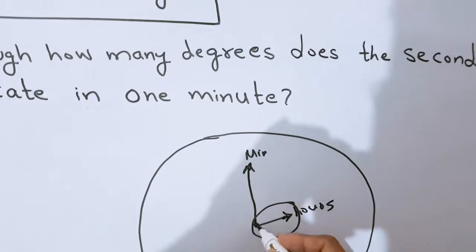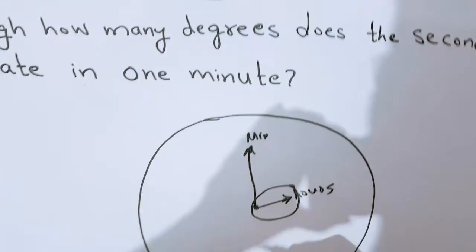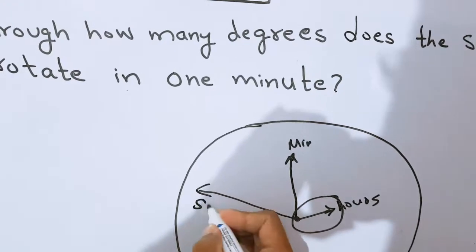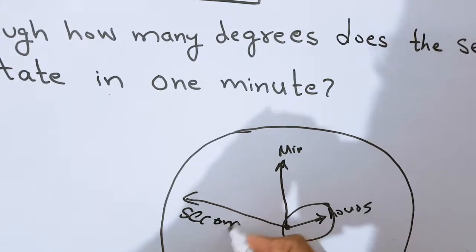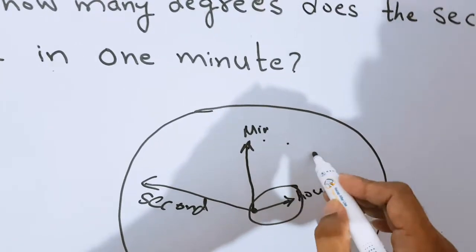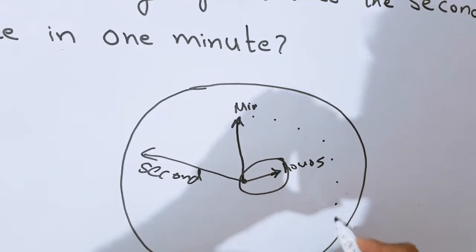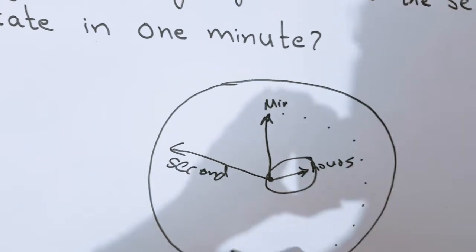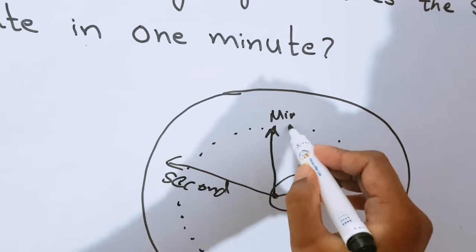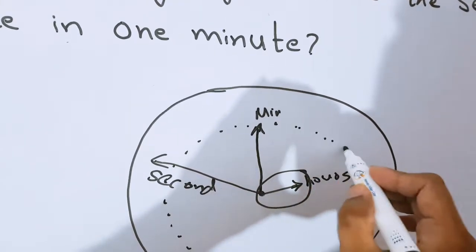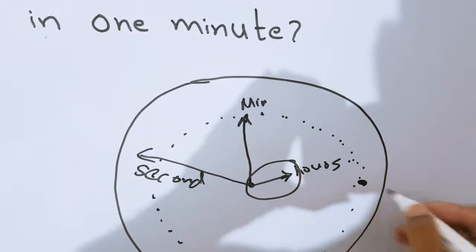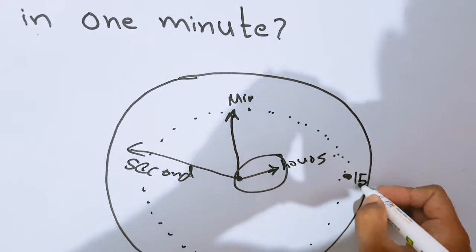There is another hand about which this question is discussing. You can say this is the second hand. It keeps on moving like this. Tick, tick, tick. It keeps on moving each second. 1 second, 2, 3, 4, 5, 6, 7, 8, 9, 10, 11, 12, 13, 14, 15. Till here, it moves within 15 seconds.